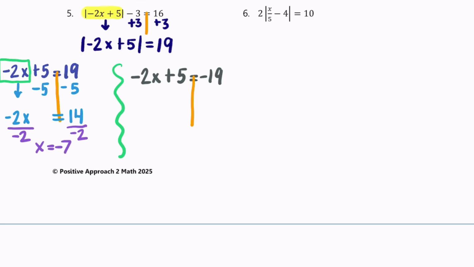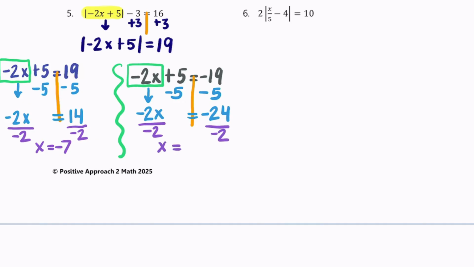Now we're ready to solve the next equation. So we're going to subtract 5 from both sides. Look at that, I didn't even put my negative 2x in the box. There we go, bring that down. You are hopefully getting in the habit where you're like, I don't even need the box. Negative 19 minus 5 is negative 24. And then we're going to divide both sides by negative 2. Negative 24 divided by negative 2 will leave us with 12. And so our solution set, the two values that will satisfy this absolute value equation, are negative 7 and 12.